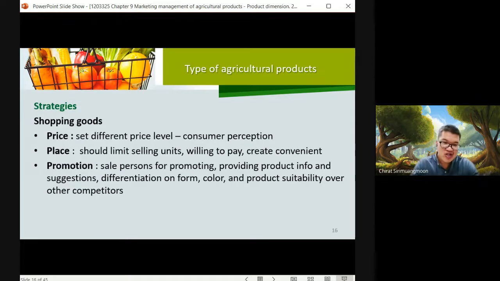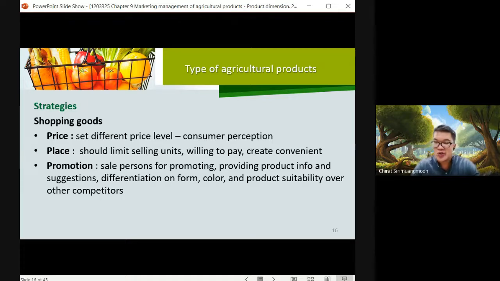The strategy that you need to apply for shopping goods is, first, you need to set the price differently. Of course, according to consumer perception, if the price is the same, that means they think they are the same thing. You need to set different prices, maybe a high price for a good quality product like premium grade, and a lower price for lower grade, in this way.